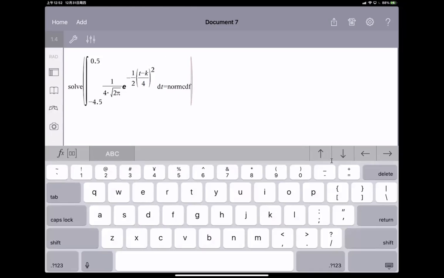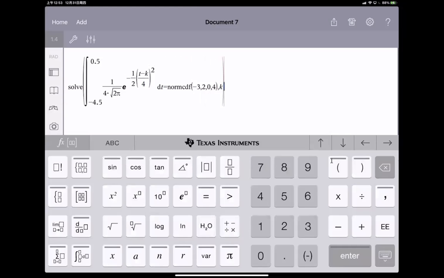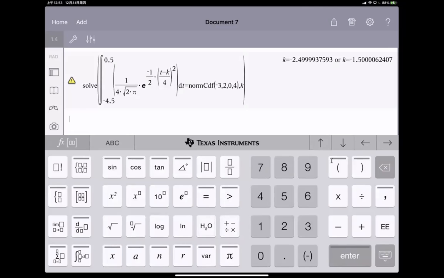norm CDF minus 3, 2, 0, 4, k. And if you press enter, it will return nothing. You have to press Control Enter. Here you go, 2 possible values of k, okay?